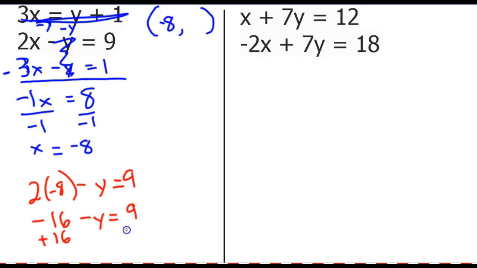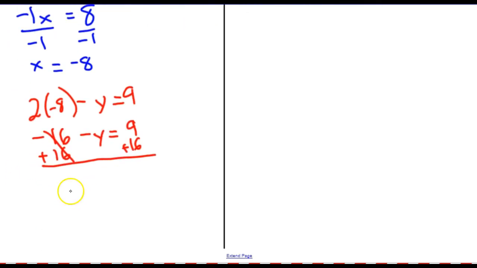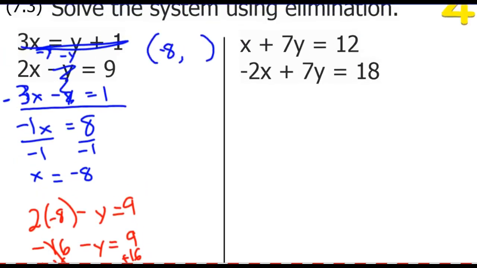We add 16, we get negative y equals 9 plus 16, which is 25. Divide by negative 1, and y equals negative 25. So our solution then is negative 8, negative 25.